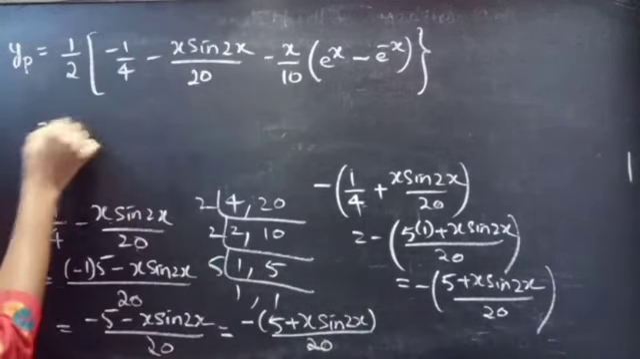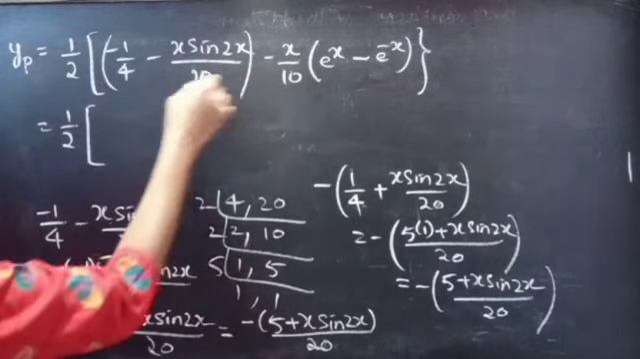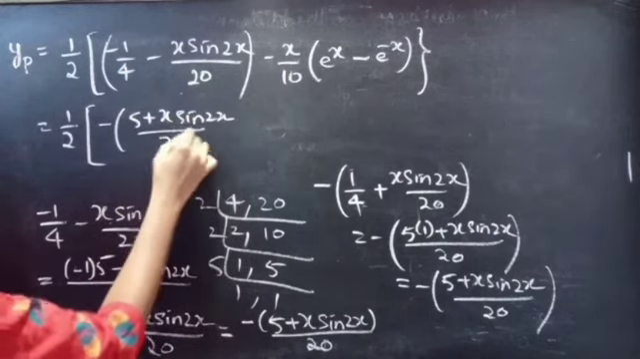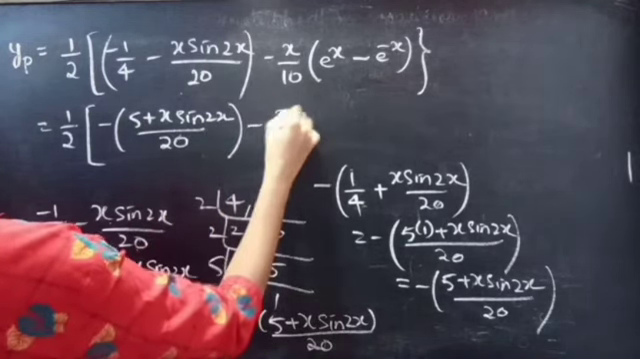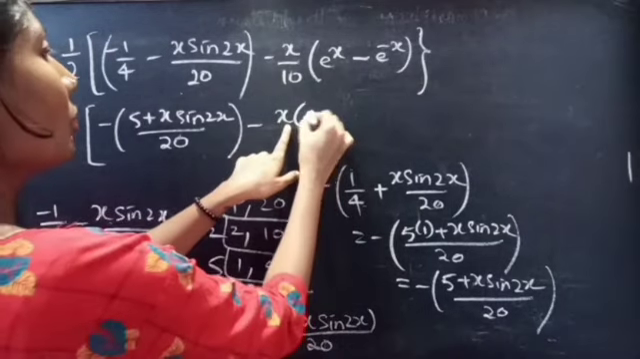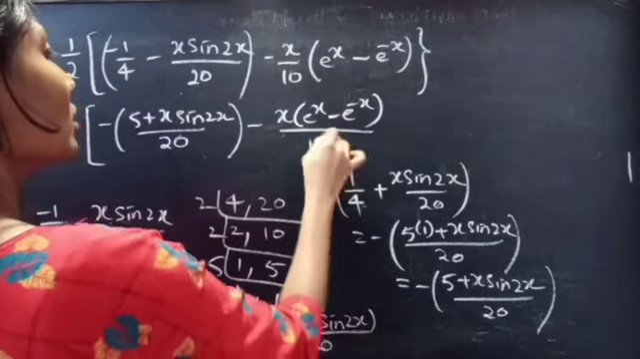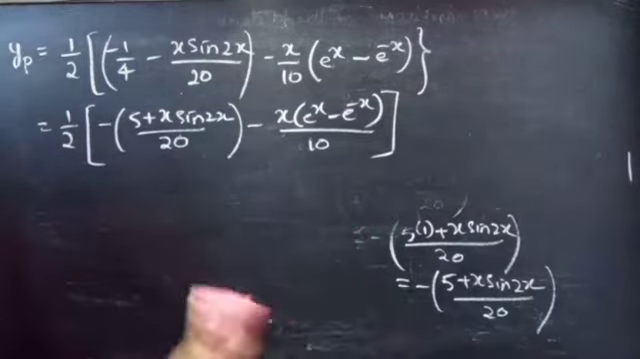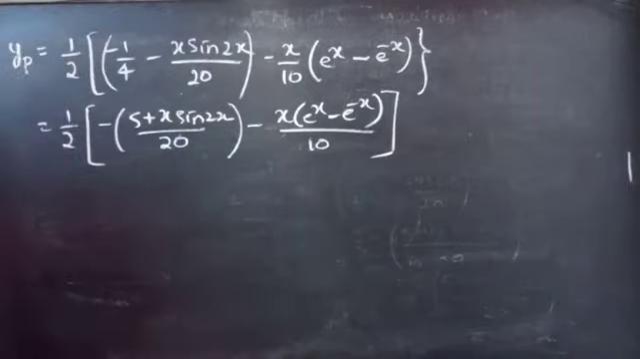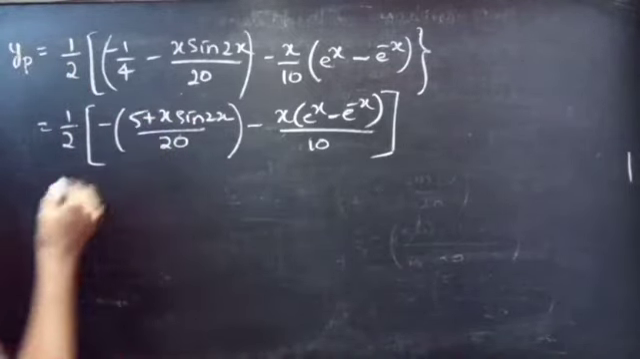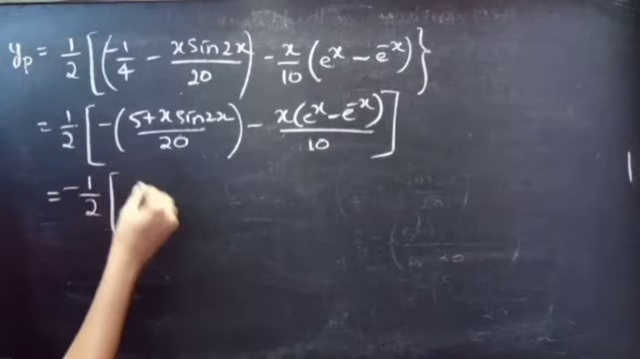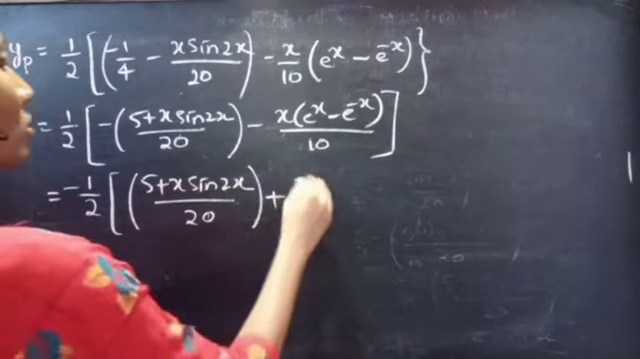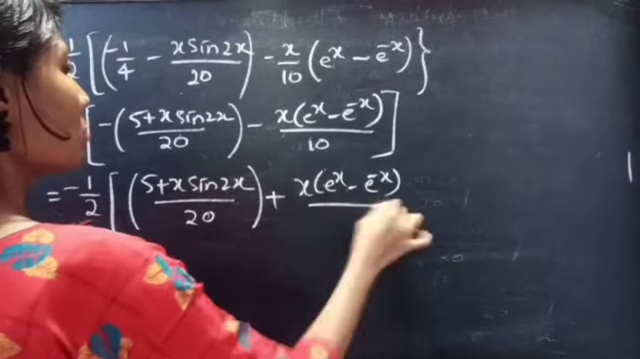Now our yp becomes 1 by 2 into, from the first two terms you got minus of 5 plus x sin 2x by 20, into, sorry, not into, minus x into e power x minus e power minus x by 10. Now take minus common from these two terms. Let's take it out. We'll get minus 1 by 2 into 5 plus x sin 2x by 20 plus x into e power x minus e power minus x by 10.